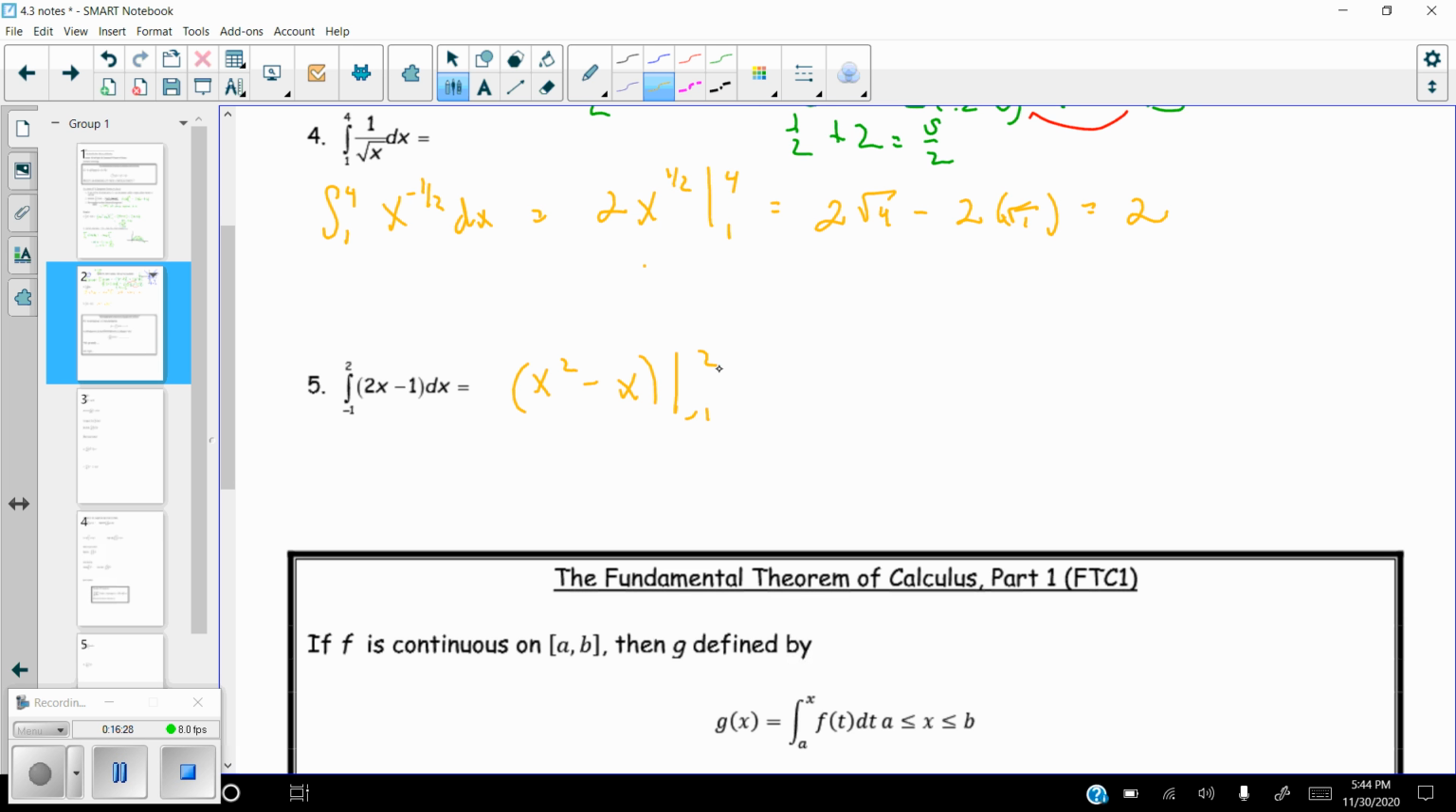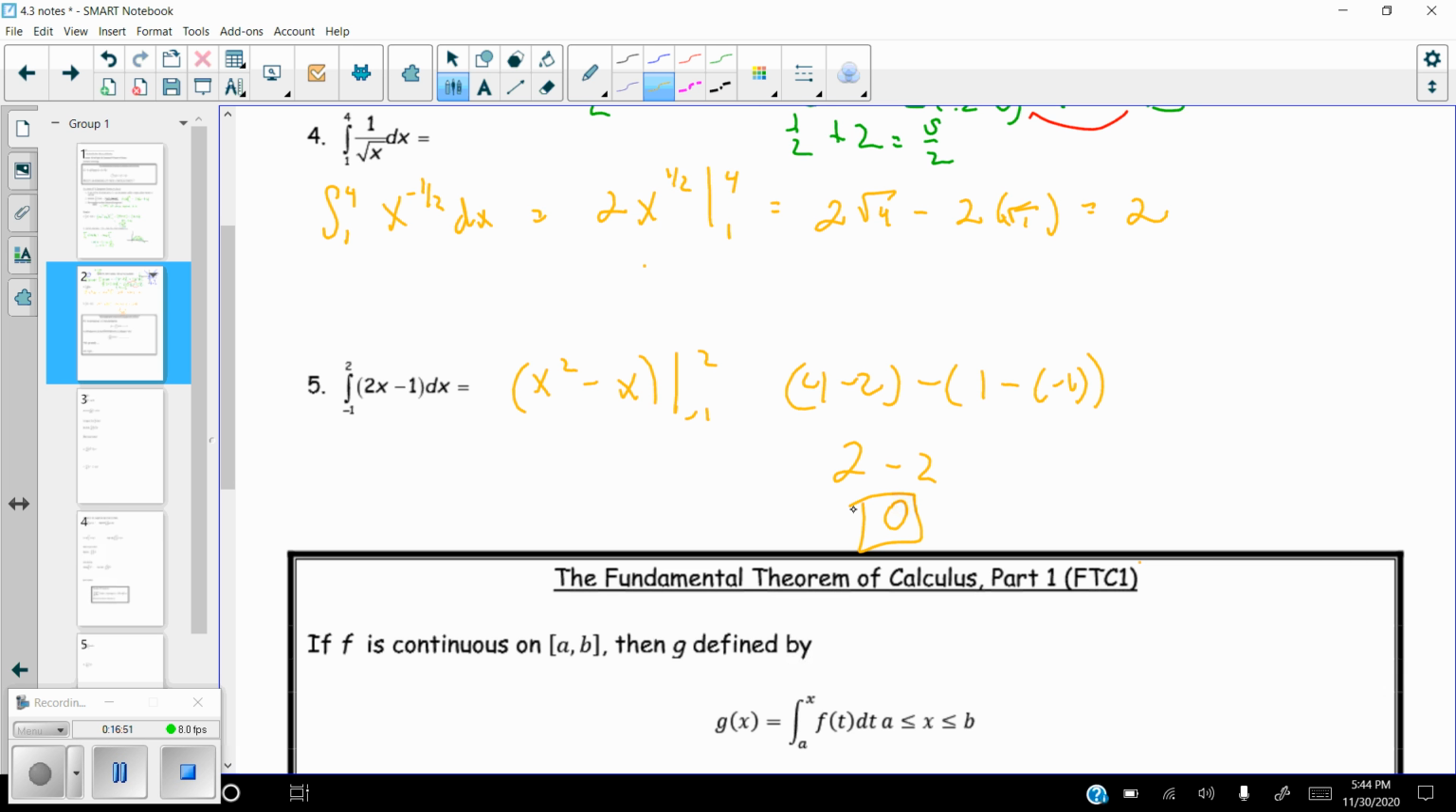Always plug in the upper bound first. So that's going to be 4 minus 2. And then subtract what you get when you plug in the lower bound. Negative 1 squared is positive 1 minus a negative 1. So here we're going to get 2 minus 1 plus 1 is going to be 2. So we're going to get 2 minus 2, which is 0.